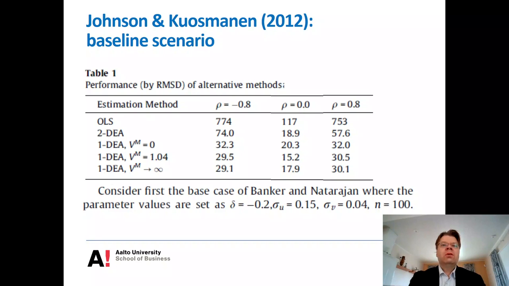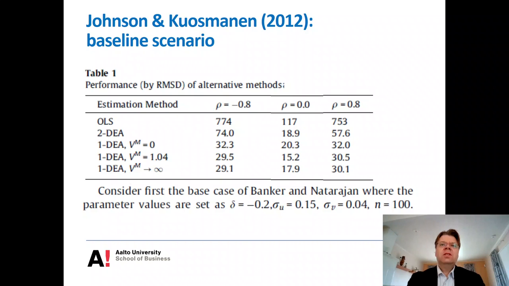So I want to say also that this RMSD statistic, root mean squared deviation, should be read so that the smaller this RMSD, the better. So the smaller values indicate better performance. It indicates how far on average these estimated values deviate from the true coefficient delta. So if we proceed from this OLS, OLS was consistent in the case that rho is equal to zero, the middle column, but it suffers from the omitted variable bias in the left and right column. And you can see that there is a huge increase in the root mean squared deviation for the OLS when there's positive or negative correlation between input X and Z variable.